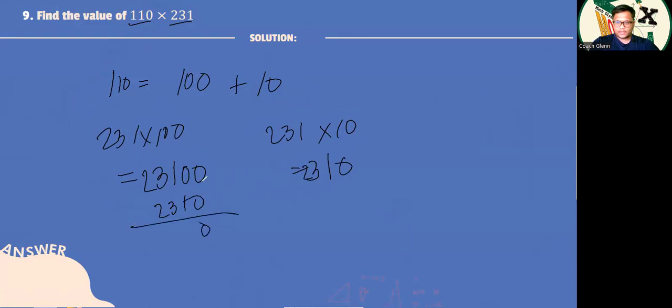Once we add those, it's easier. 0 plus 0 is 0. 1 plus 0... 0 plus 1, that's 1. 1 plus 3 is 4. 3 plus 2 is 5. And then bring down 2. So the final answer should be 25410.